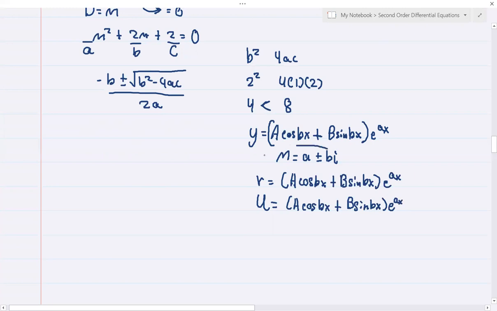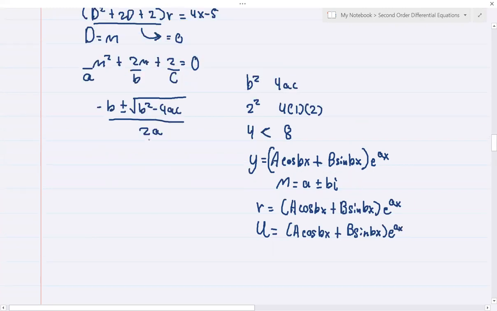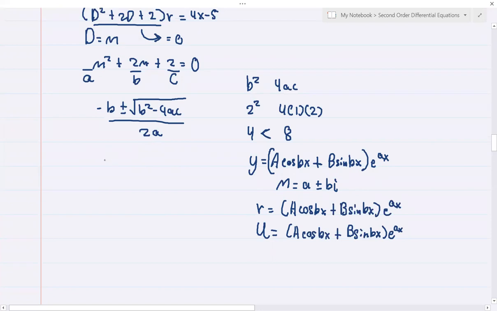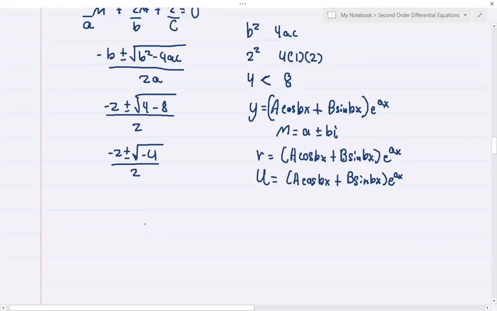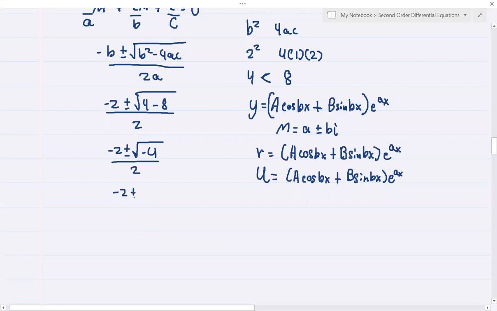So remember, your m is equal to a plus or minus bi. Now let's go. So this will be negative 2, that's your b, plus or minus the square root of b squared, which is your 4, minus 4ac, 8, all over 2 times a, which is 2 times 1, so 2 times 1 is your 2. So you have negative 2 plus or minus the square root of 4 minus 8, which is negative 4, all over 2. And since we have the square root of negative 4, the result is 2 times your i.